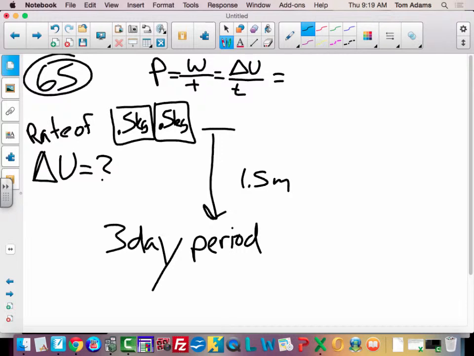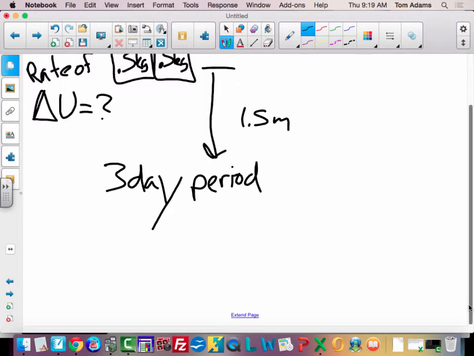So along this line, I have two objects that have the same mass, and the potential energy is just this. Technically, I should write delta h or delta y or delta whatever. And then that is going to go over my time. Does that make sense? Now my time, I've got to convert to seconds.